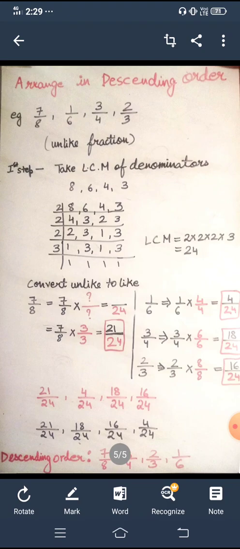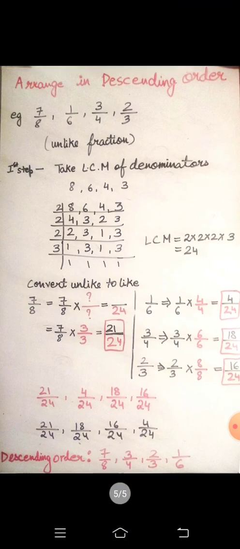Now I will arrange it in descending order. Descending order means big to small. I have arranged this from big to small. Then my fractions become 7 upon 8, 3 by 4, 2 by 3 and 1 by 6. I hope you understand the ascending order and descending order of fractions.